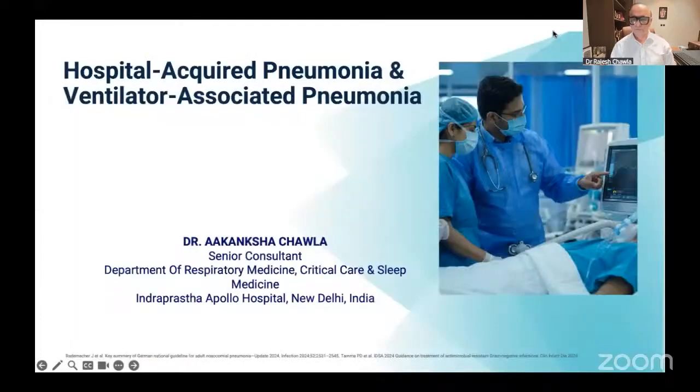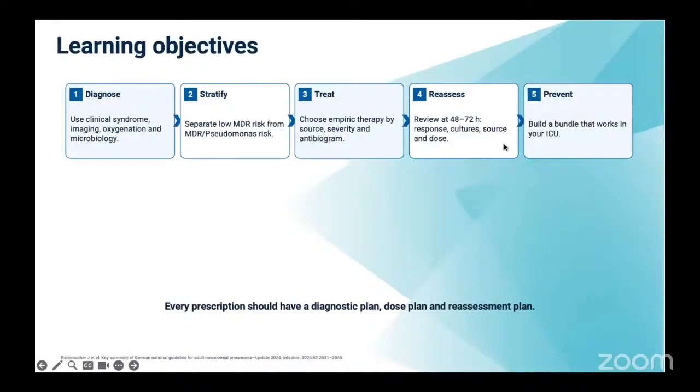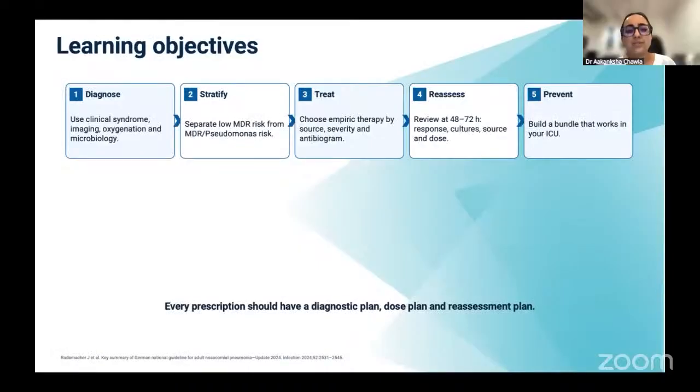Hospital-acquired as well as ventilator-associated pneumonia. So, what did we learn? We learned how to identify the clinical syndrome, understand and correlate with imaging, oxygen requirement, and microbiology, stratify the risk, whether the patient has low MDR or high MDR or Pseudomonas risk, right empirical treatment, how is it chosen? How do you correlate it with the severity and the antibiogram in your setup? Then reassessment and the prevention bundles.